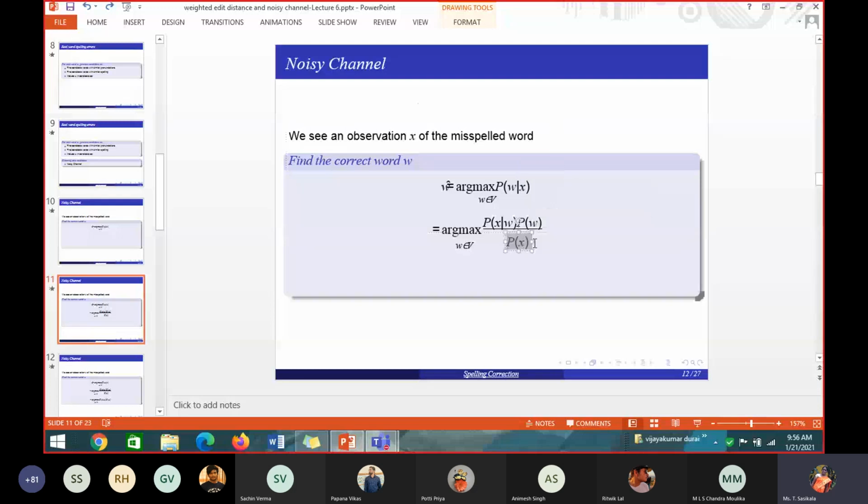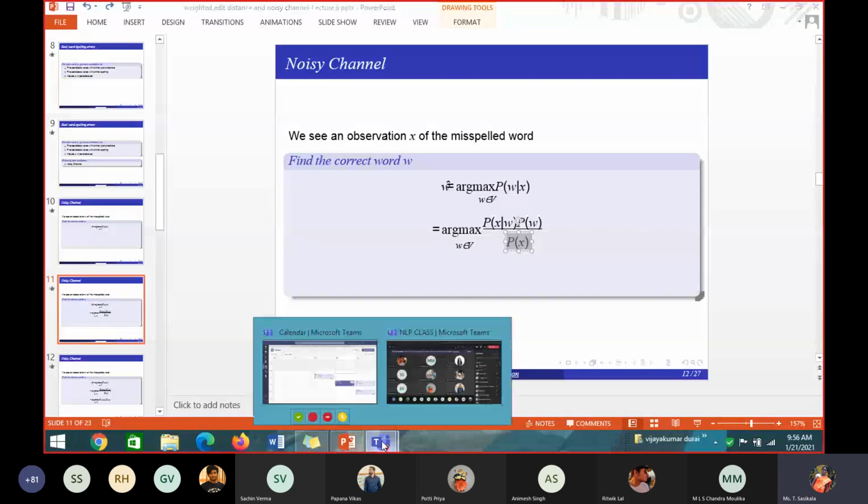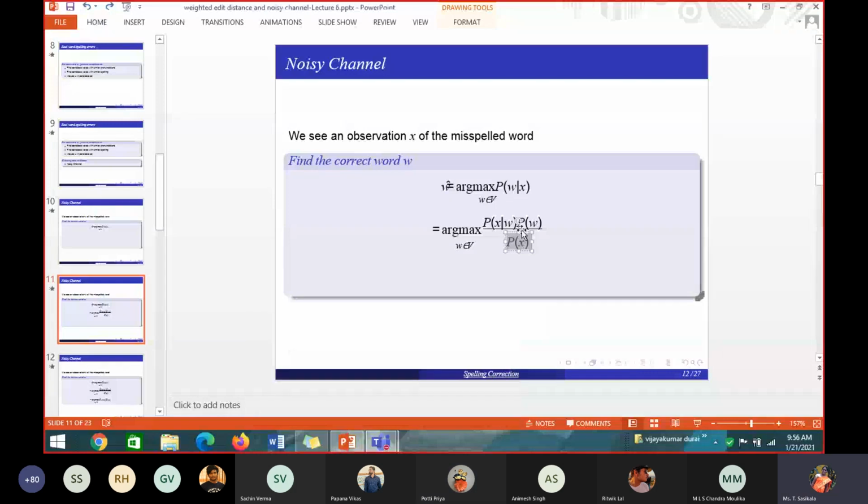What is the denominator P of X? In Bayes theorem, the denominator is the probability of what happened. Here we have a numerator part and a denominator part, which is expanded using Bayes theorem. If you don't know it, at least you know the formula now. You will learn Bayes theorem in machine learning. They have applied the Bayes theorem, and this denominator part is constant, so they take only the numerator part.